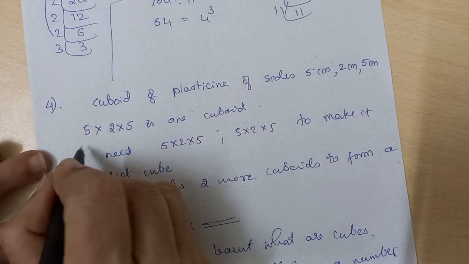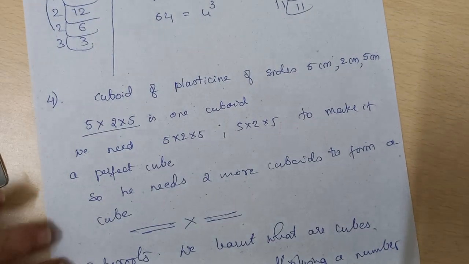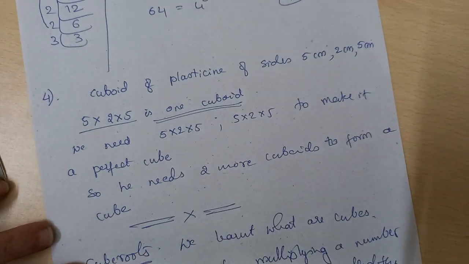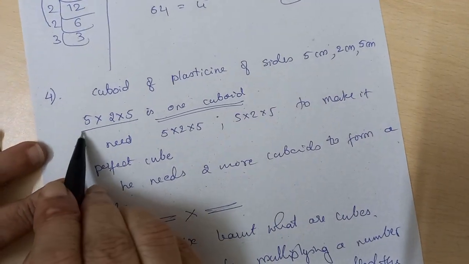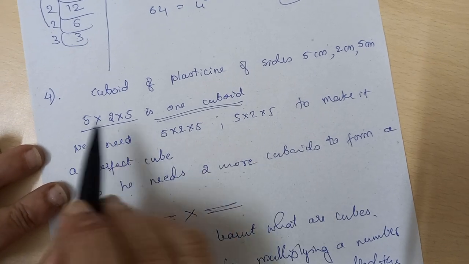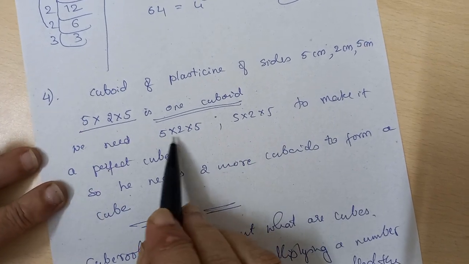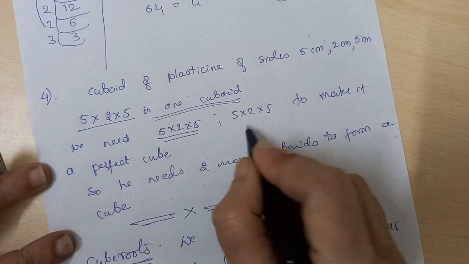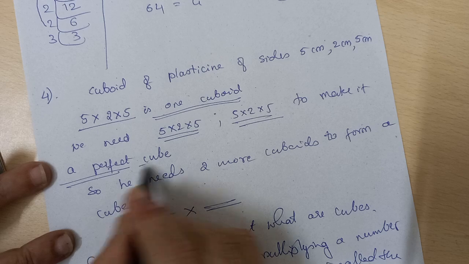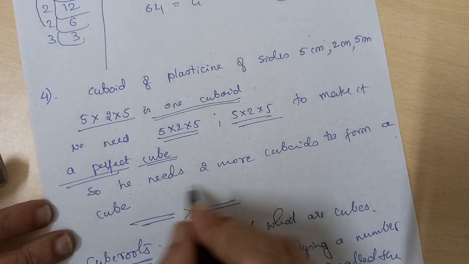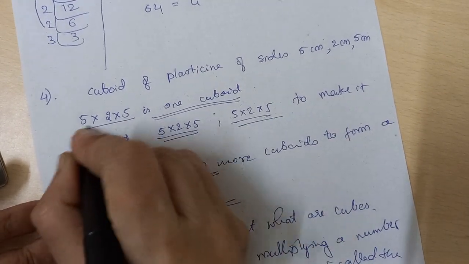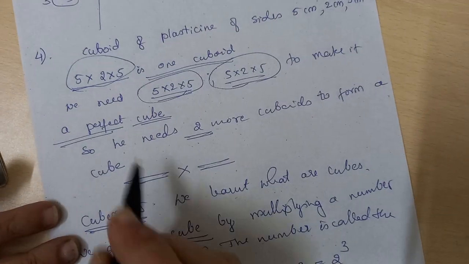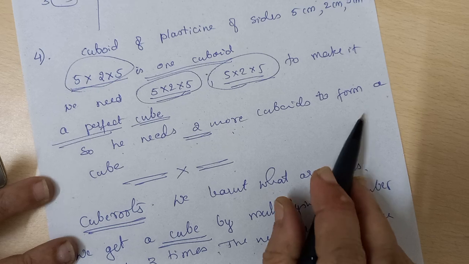Cuboid of plasticine of sides 5 cm, 2 cm and 5 cm. That cuboid is 5 into 2 into 5, which is 1 cuboid. We need 2 more cuboids like this so that we can make a triplet: 5 into 2 into 5, 5 into 2 into 5, 5 into 2 into 5. We need such 2 triplets to make it a perfect cube. So he needs 2 more cuboids. This is 1 cuboid, this is another cuboid, this is another cuboid. He needs 2 more cuboids to form a cube.